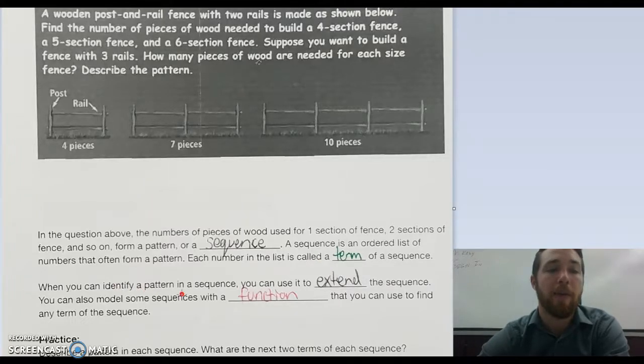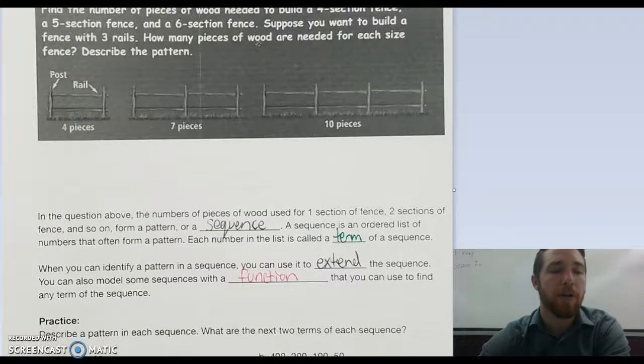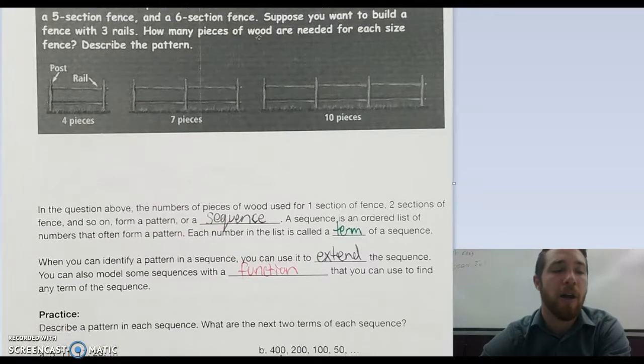When you can identify a pattern in a sequence, we can use it to extend the sequence. That means just to get a few more numbers at the end of your pattern. We can also model some sequences with a function that we can use to find any term of the sequence, and that's going to be important when we're making those later. But first, if we're just going to describe the pattern that's happening in each sequence, we can then use that pattern to find the next two terms of the sequence.